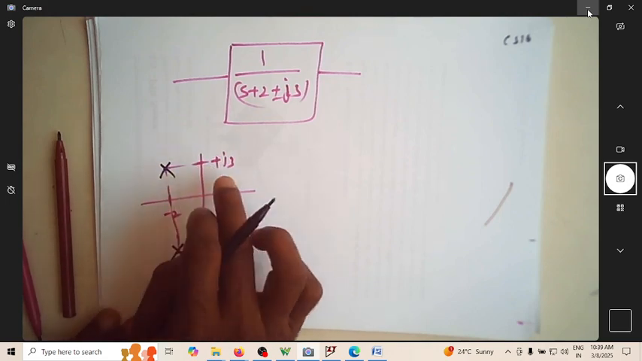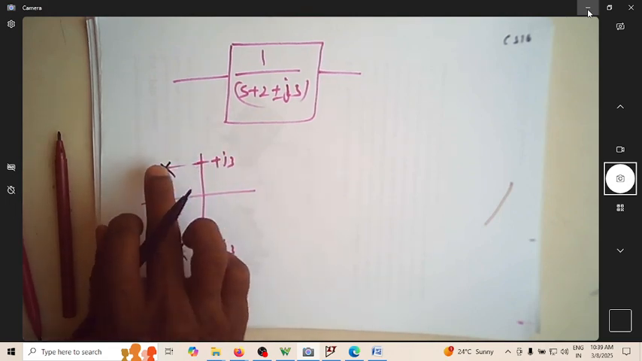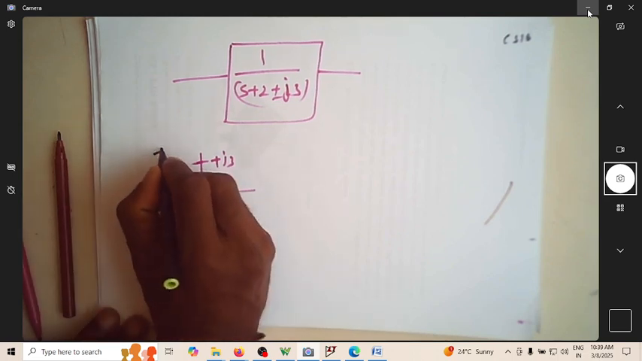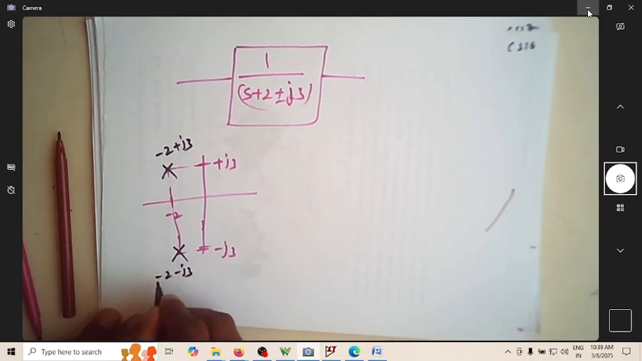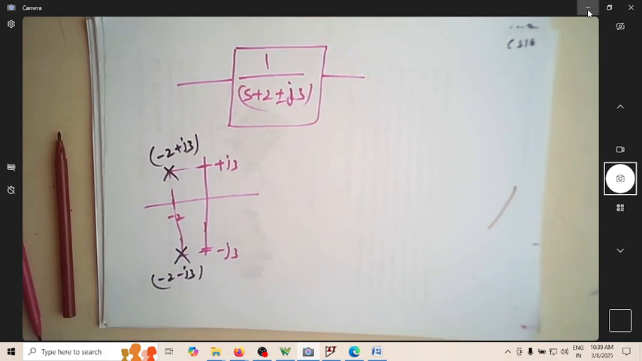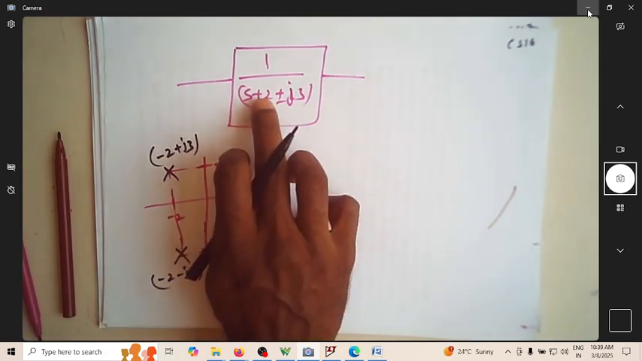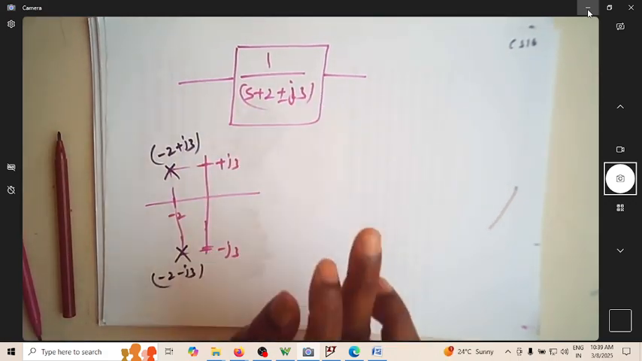Their intersection is happening here. I have a pole here. So what is the pole position? Minus 2 plus j3. This is minus 2 minus j3. Correct? So this is what we are looking at. So it is s plus 2 plus or minus j3.